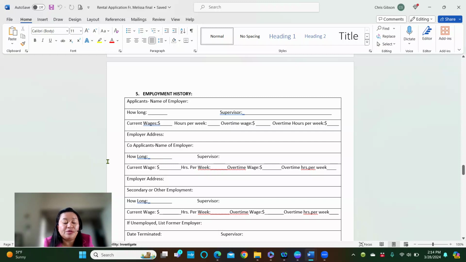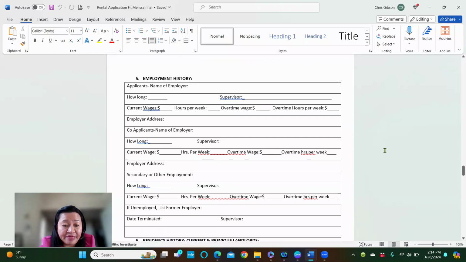So this one, don't miss it. They must have an employment history. If a person has just 1 year at work, some people don't have employment history. So maybe that's the reason why they are not qualified for the rental property.